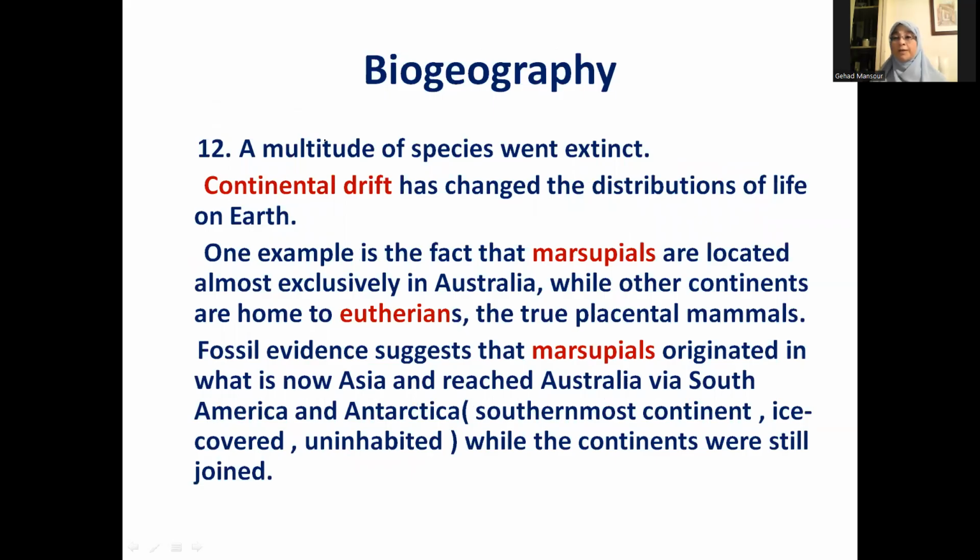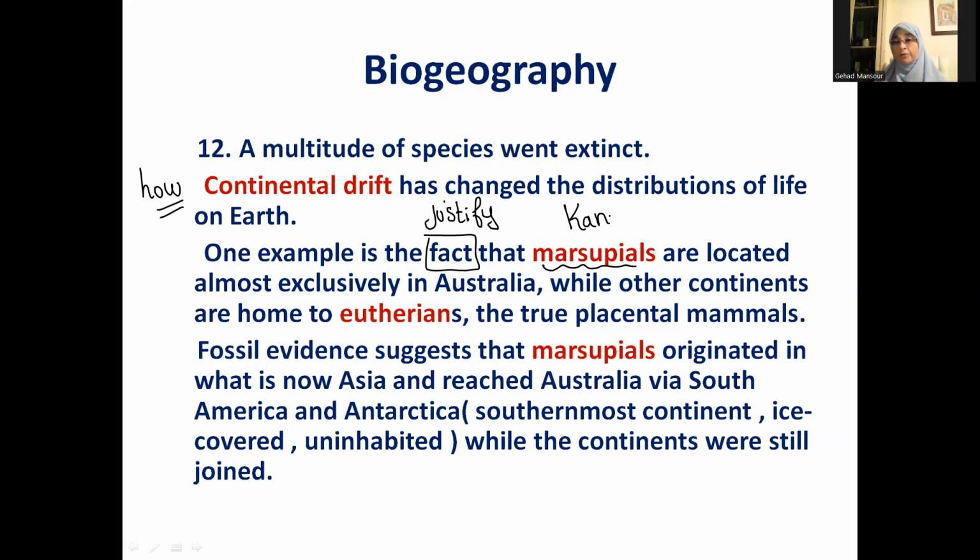And now we are going to study a very important example, which is how, this is a question, how continental drift has changed the distribution of life on Earth. And we have a fact that we want to explain or to justify. And that fact that we want to justify is how marsupials are located exclusively in Australia.